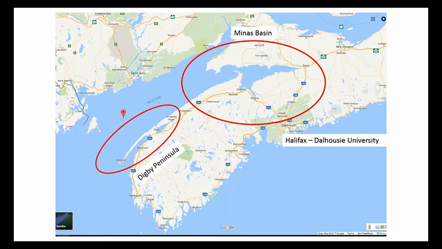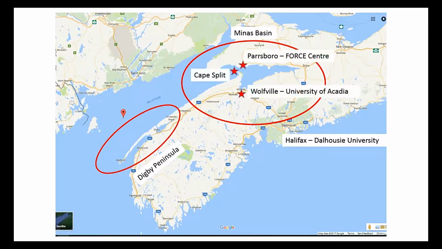So the Minas Basin has got the Minas Passage, and that's where most of the power is. That's where the international interest is. That's where the 7 gigawatt potential is. But down here, you've got some smaller scale developments. So yeah, I visited Wolfville, University of Acadia, and then I visited the Minas Passage from both sides.